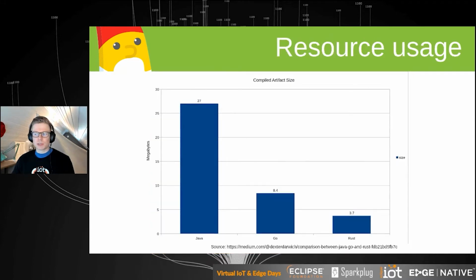Resource usage: you probably want to make sure you use a programming language that doesn't take all the resources on your embedded device. This has traditionally been C and C++, but with Rust you have a language that also reduces the risk of a lot of big classes of bugs.